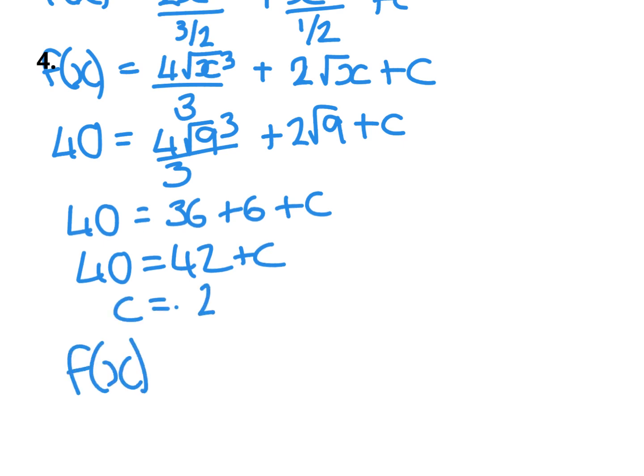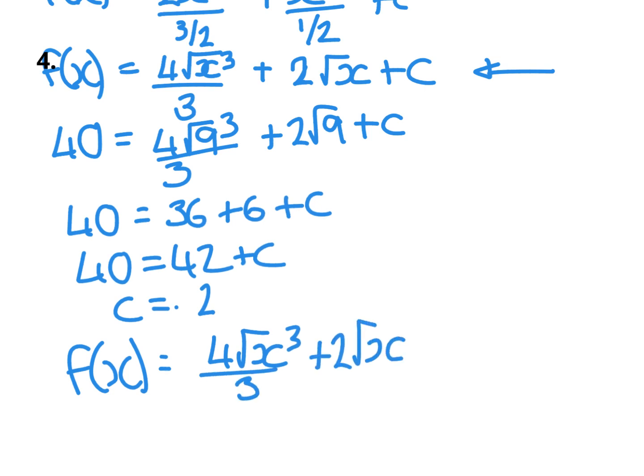So f of x equals, and I'm going to keep it in this form here. I like that layout. So we've got 4 root x cubed all over 3, plus 2 root x, and then c was negative 2, so take away 2 on the end.